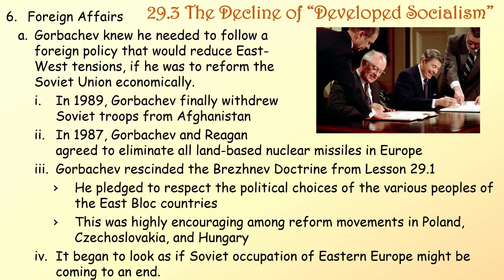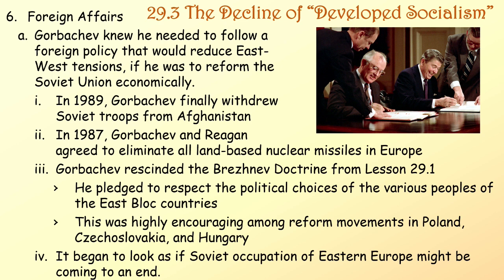Foreign affairs. Gorbachev knew that he needed to follow a foreign policy that would reduce East-West tensions if he was to reform the Soviet Union economically. In 1989, Gorbachev finally withdrew Soviet troops from Afghanistan. And in 1987, Gorbachev and Reagan agreed to eliminate all land-based nuclear missiles in Europe.